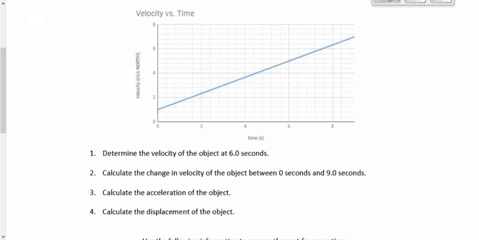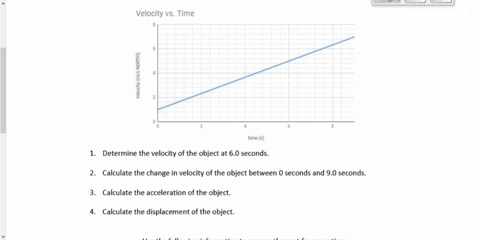This means that it is constant acceleration or uniform acceleration. In fact, it's constant positive acceleration, right? It's speeding up. You can see clearly that the speed starts at 1 meter per second north, and then it goes up to 2, 3, 4, 5, 6, 7 meters per second to the north. So clearly it is accelerating.